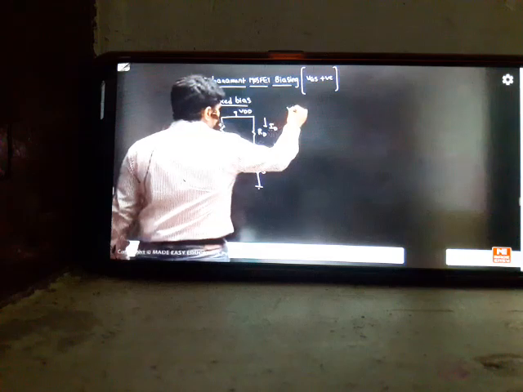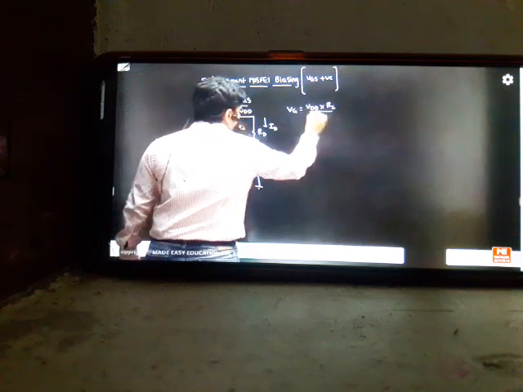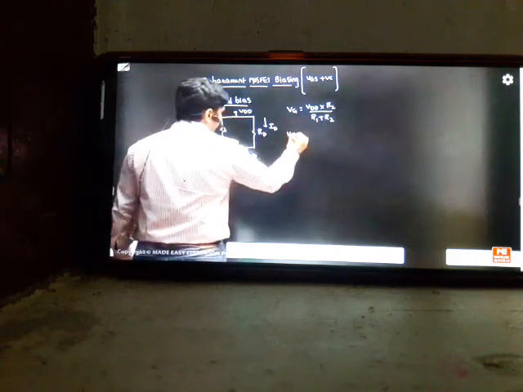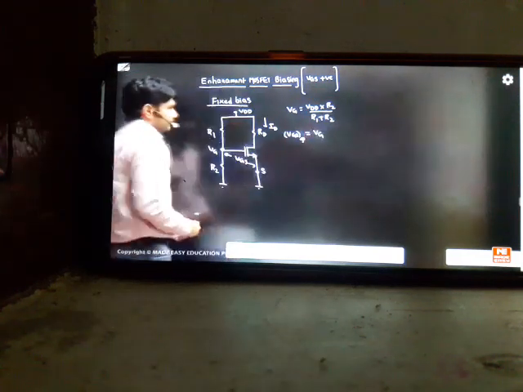So can you tell me what VG is from the board? It is VDD times R2 by R1 plus R2. This is VG, the gate voltage. And what is VGSQ? Directly, it is not more than your gate voltage. These two are the same.